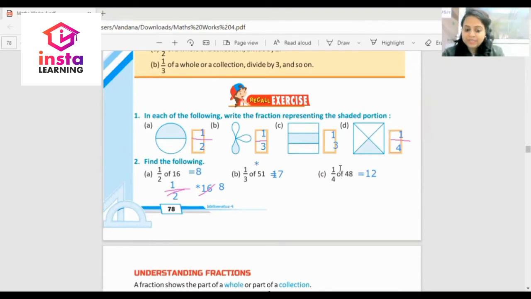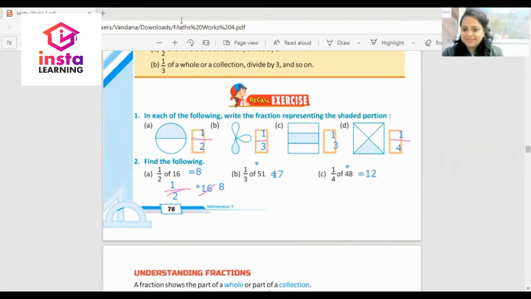Now 1/4 of 48. 'Of' means multiplication. So it's very easy. Put the sign of multiplication here and divide 48 by 4. After dividing, you can multiply the number by 1. So the answer is 12. Okay, students, got it?